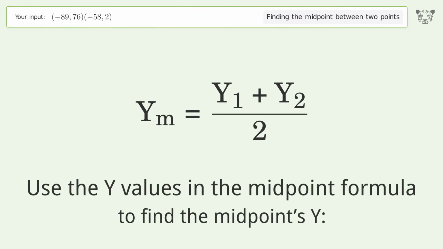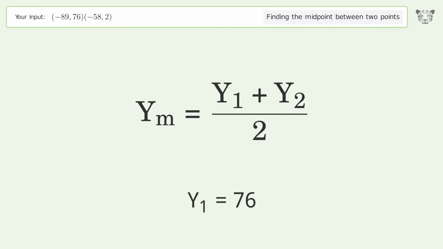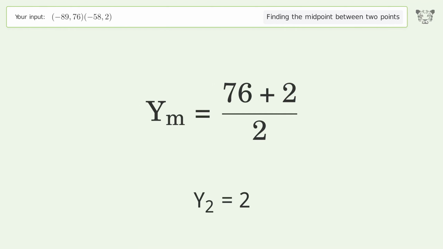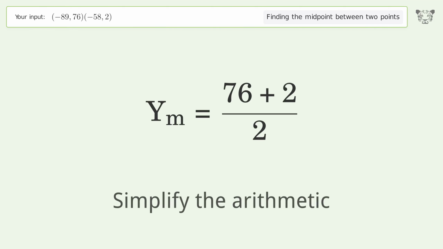Use the y values in the midpoint formula to find the midpoint's y. y1 equals 76. y2 equals 2. Simplify the arithmetic.